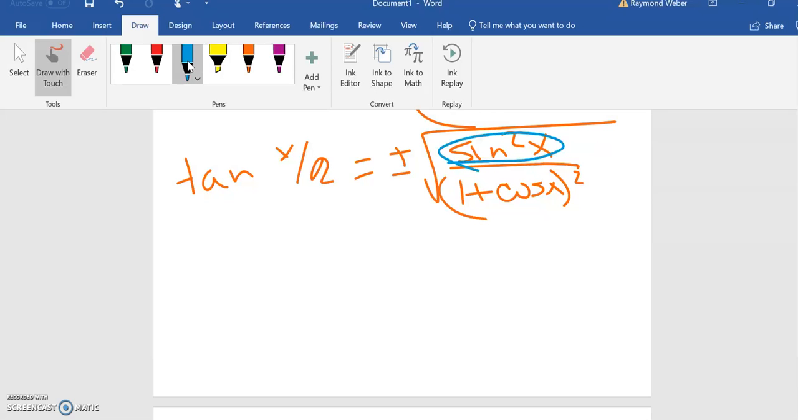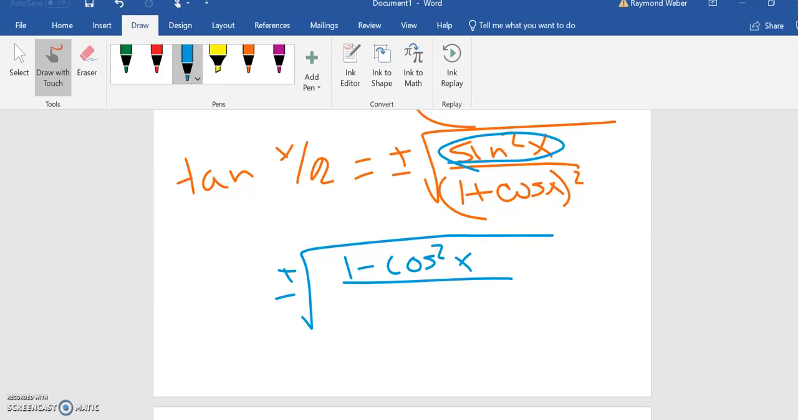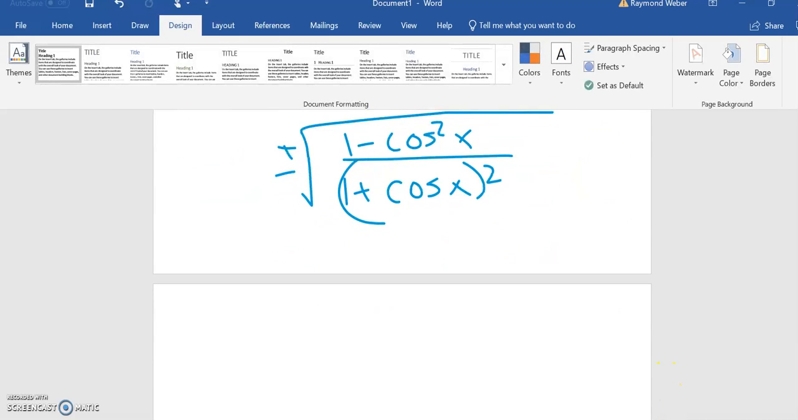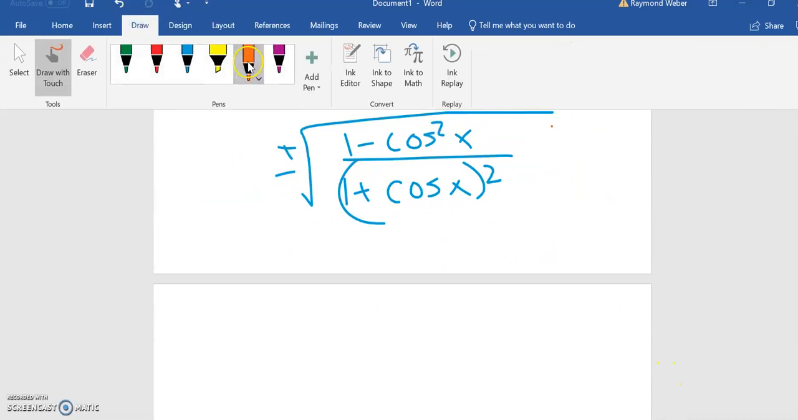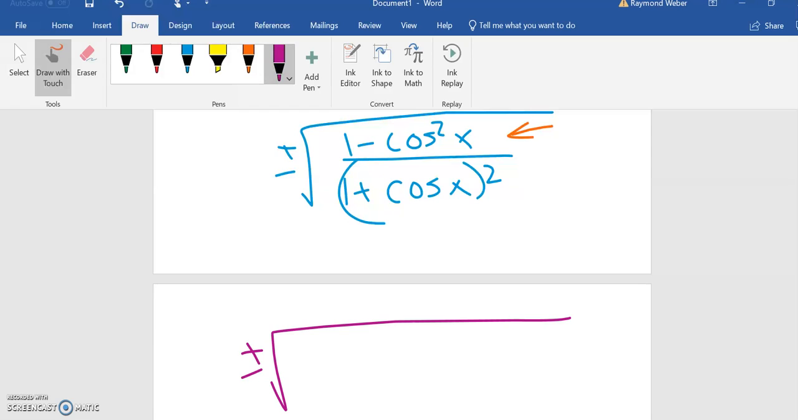So first, this I can rewrite using a Pythagorean identity. This becomes 1 minus cosine squared x. And then I have under here 1 plus cosine squared. Okay. Then what I'm going to do next is I'm going to factor this right here. This is a perfect square binomial. So this is 1 minus cosine x, 1 plus cosine x.